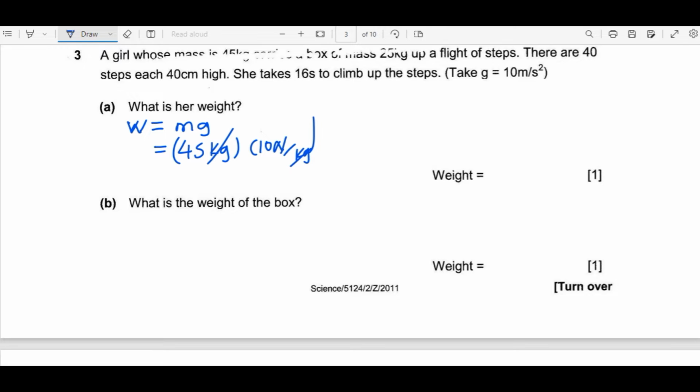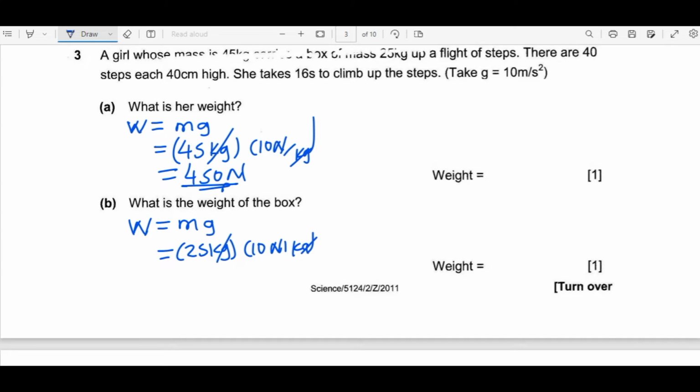So we can cancel. So the weight is 450 newtons. Okay, then for B, what is the weight of the box? The formula remains the same. We are just going to change the mass. So the mass of the box is 25 kg multiplied by 10 newtons per kg. So here we get 250 newtons. So make sure whenever you are calculating weight of an object, make sure that the mass is in kilograms.